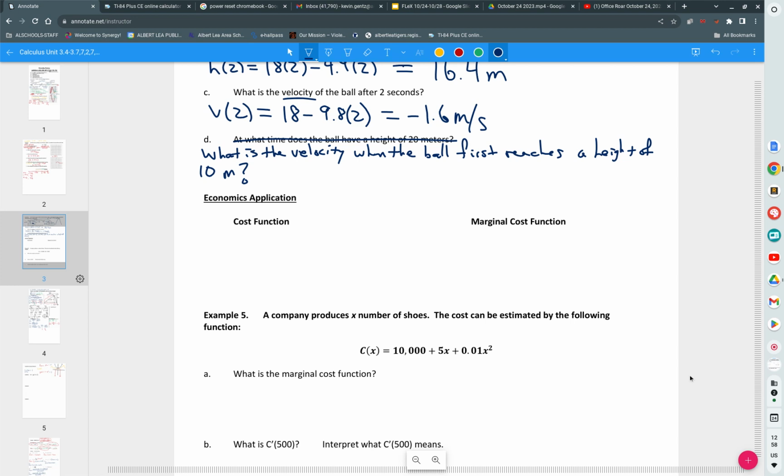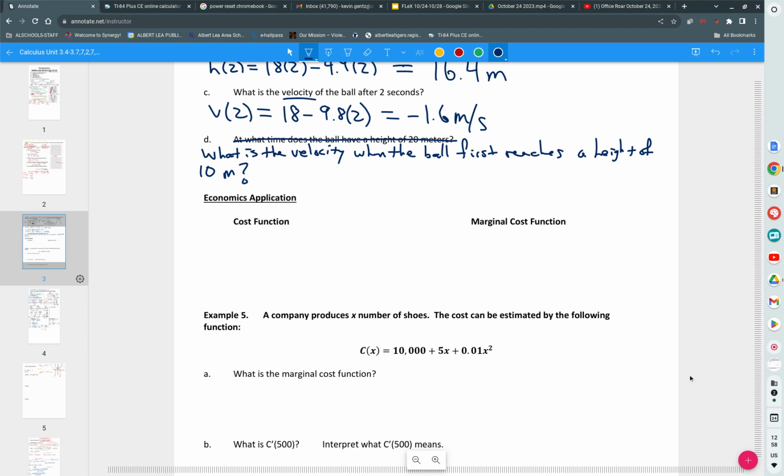18. Why? That's its initial velocity, and after that, it's only going to get slower, right? When you first release the ball, it's going to be at its greatest velocity, and then it's going to slow down. Finally get to 0 at the top, then it will turn to negative. So we want to know the velocity when the ball first reaches a height of 10.